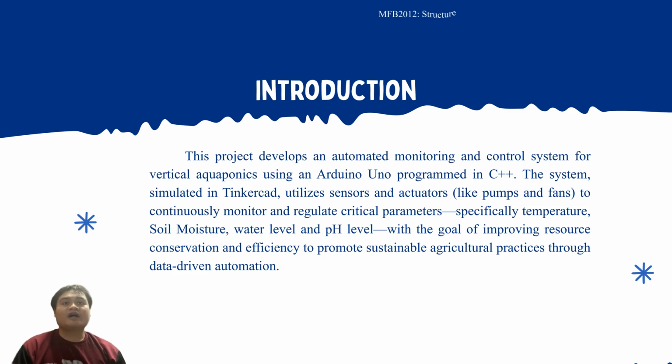This project is to develop an automated monitoring and control system for vertical aquaponics using an Arduino Uno programmed in C++. These systems are simulated in Tinkercad, utilizing sensors and actuators to continuously monitor and regulate critical parameters, specifically temperature, soil moisture, water level, and pH level.